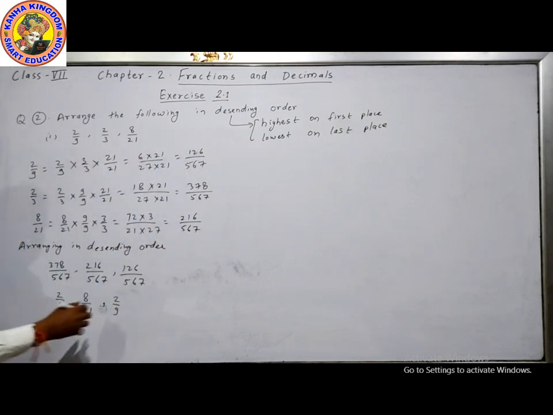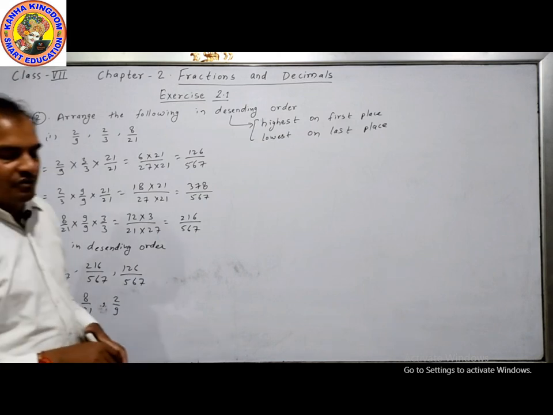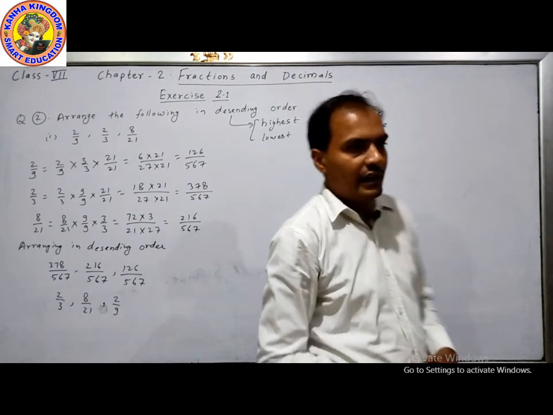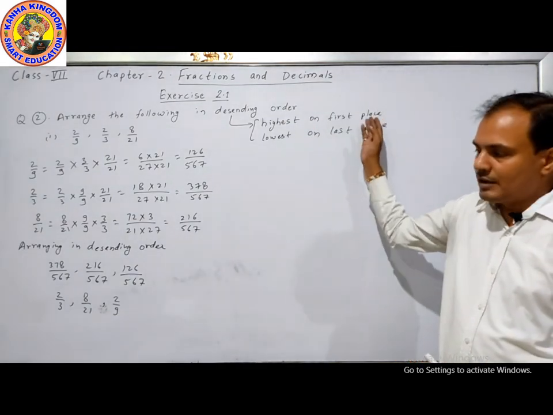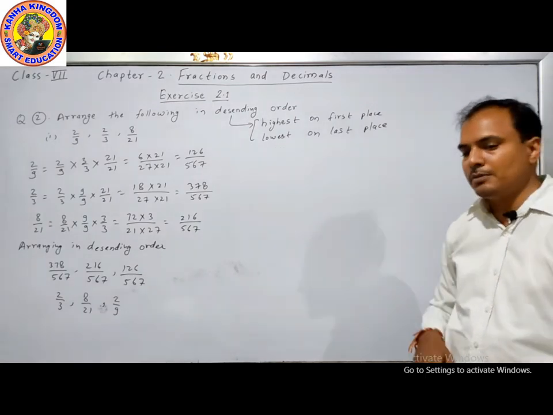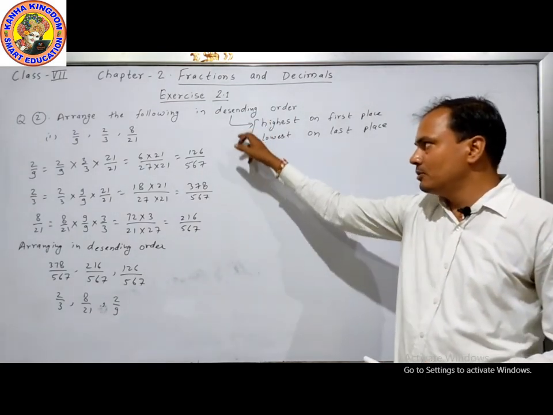In descending order, we arrange by comparison, highest in first place, lowest in last place. The numbers are moving from highest to lowest. So this is our second question.